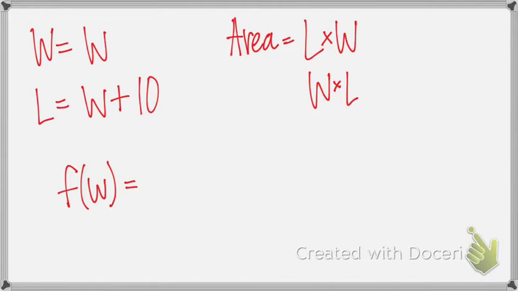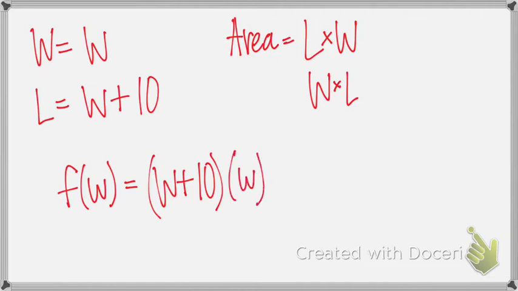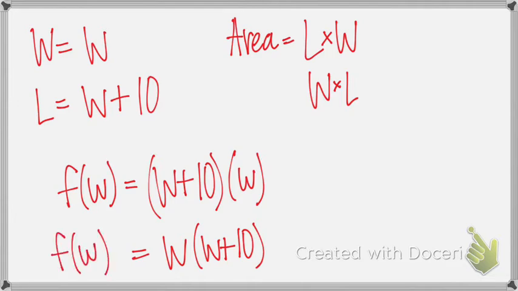So when we write that formula, our length is W plus 10. And then we're multiplying it by an additional W. So it's going to look like this: W times W plus 10. Both of these are the same. However, which one is more familiar, the top or the bottom? The bottom one, right?